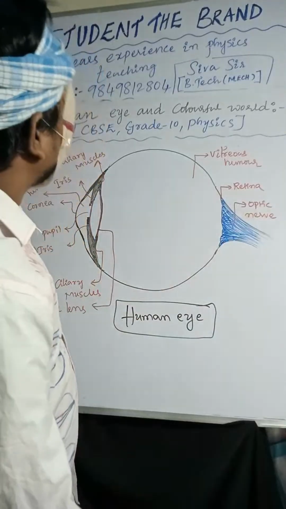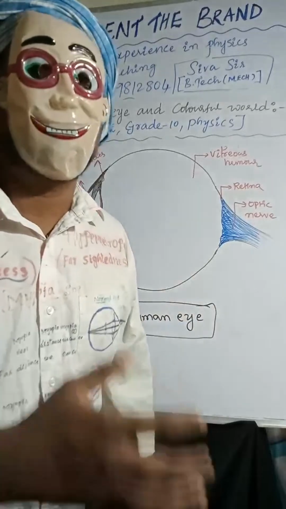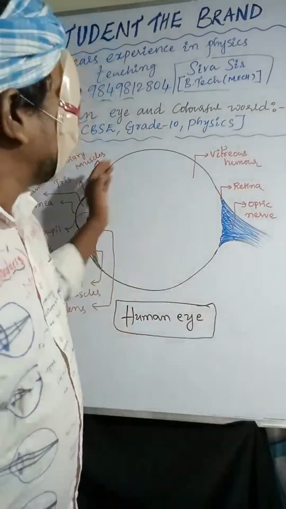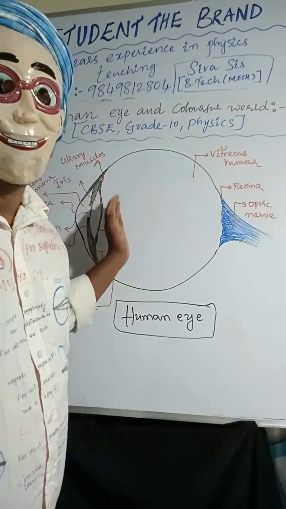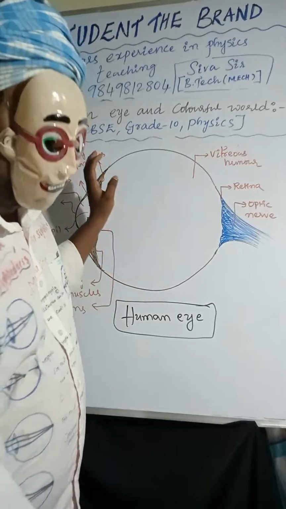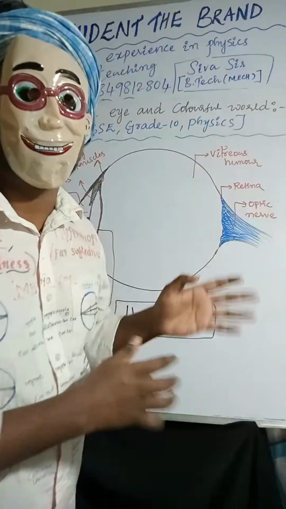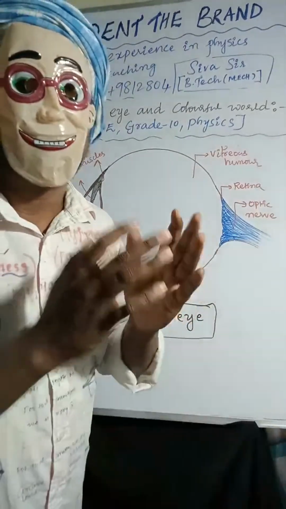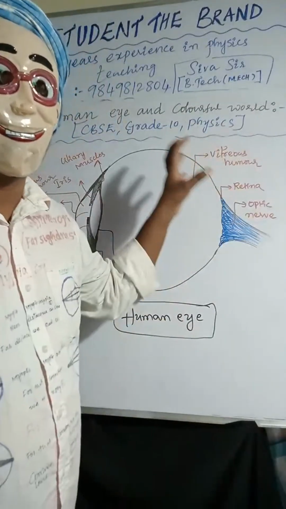And coming to the vitreous humor. Vitreous humor is a jelly type liquid present between the eye lens and retina. It provides the sufficient force and pressure to maintain the shape of the eye.